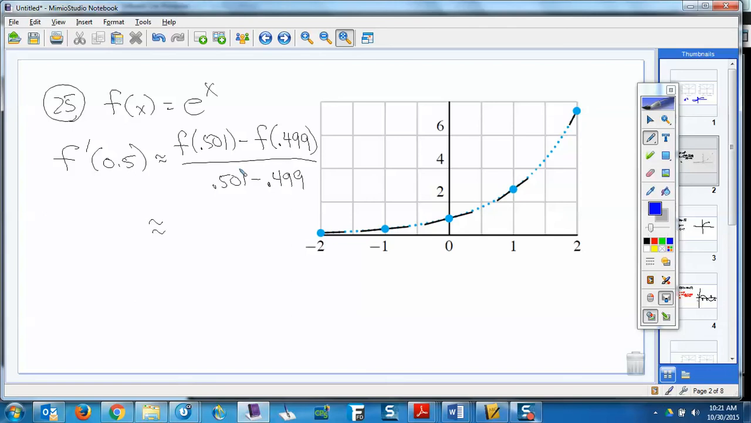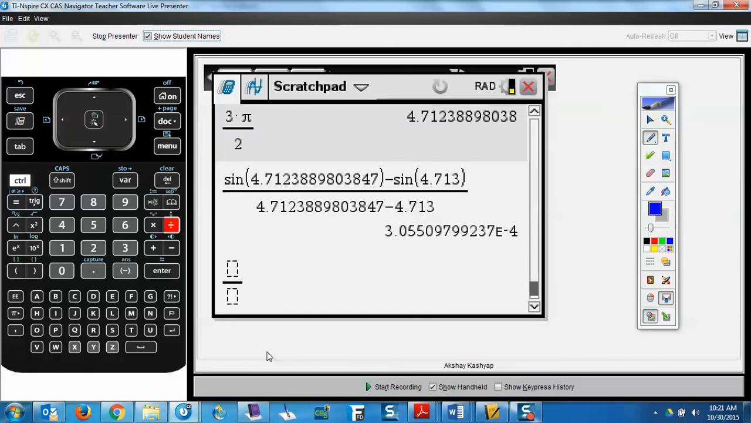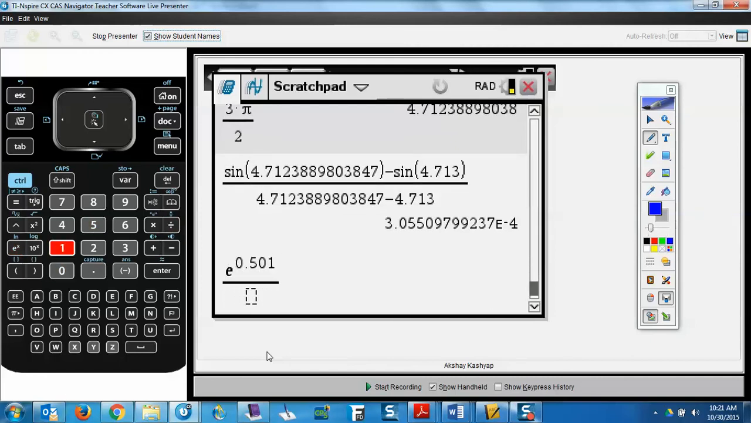And if this was a complicated function, let me show you what I would do to take advantage of the power of my calculator. One way would be to just hit Control Divide and get a fraction. Now do e to the 0.501 minus e to the 0.499 over 0.501 minus 0.499. You can even just do the top first, and then the bottom, and then divide, whatever. So there are a lot of different ways. Hit enter, and you get that.